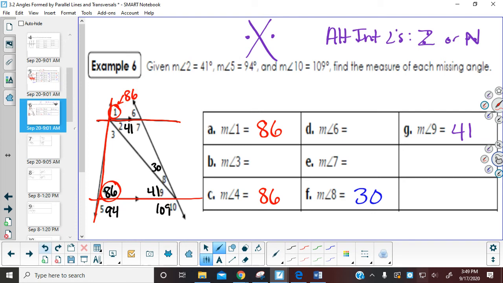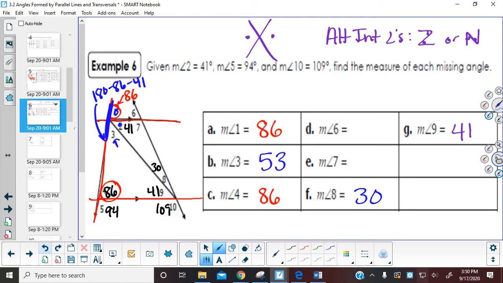If I look in that corner, I now have a straight line, and all three angles equal 180 together. So I'm going to just draw an arrow here. This is going to be 180 minus 86 minus 41. And when I do that, I get 53 for angle 3. Again, I'm looking for that straight line. As soon as I see that straight line, I know I have that relationship of 180 degrees.